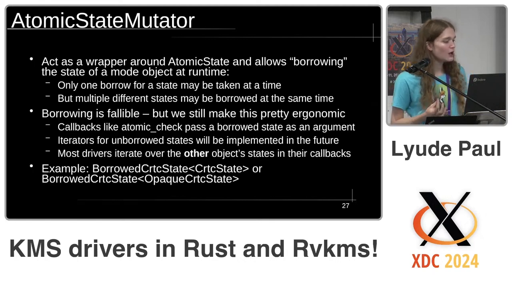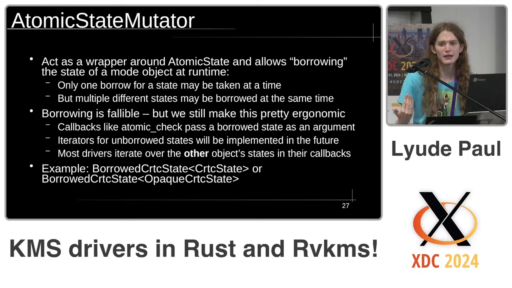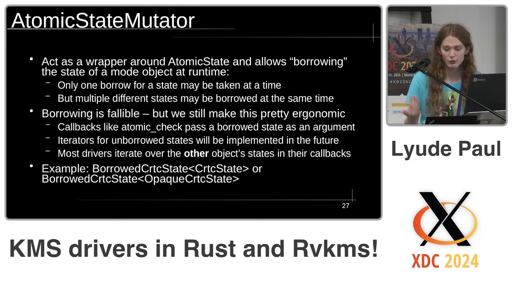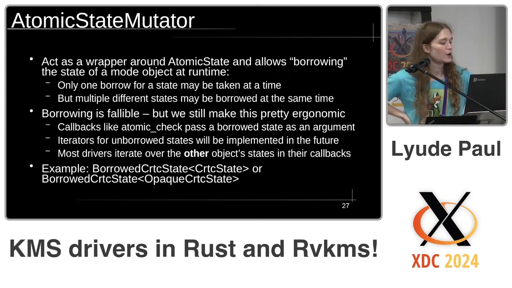So basically, for the atomic state, you're usually working with it through a container called an atomic state mutator. You always have immutable references to this container, but this container handles doing the bookkeeping at runtime and handing out borrows of atomic states that you want to modify or inspect. So you can only have one borrow for each state at a time, but you can take out multiple different state borrows at the same time, which ends up covering most of the cases that we would actually want to cover. Borrowing is fallible, but we're still able to make this pretty ergonomic.